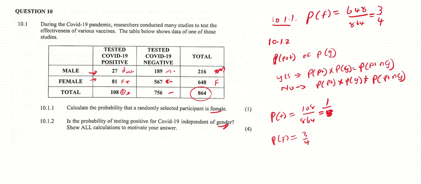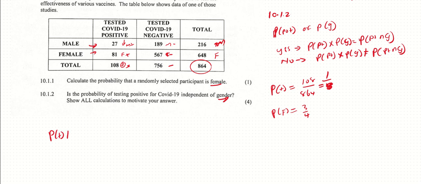So now we're going to say the probability of being positive multiplied by the probability of being a female is 1 over 8 multiplied by 3 over 4, which makes 3 over 32, or 0.09375.